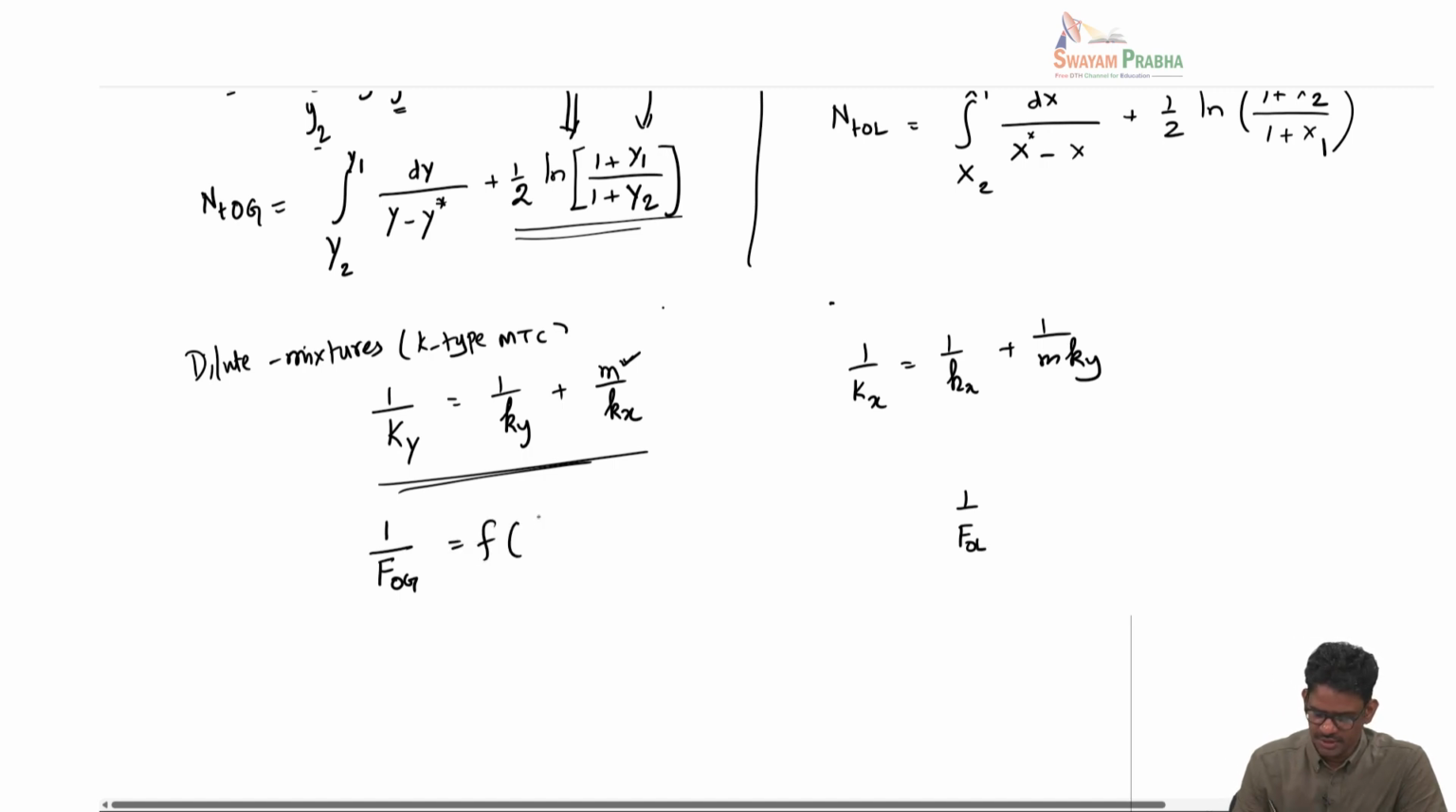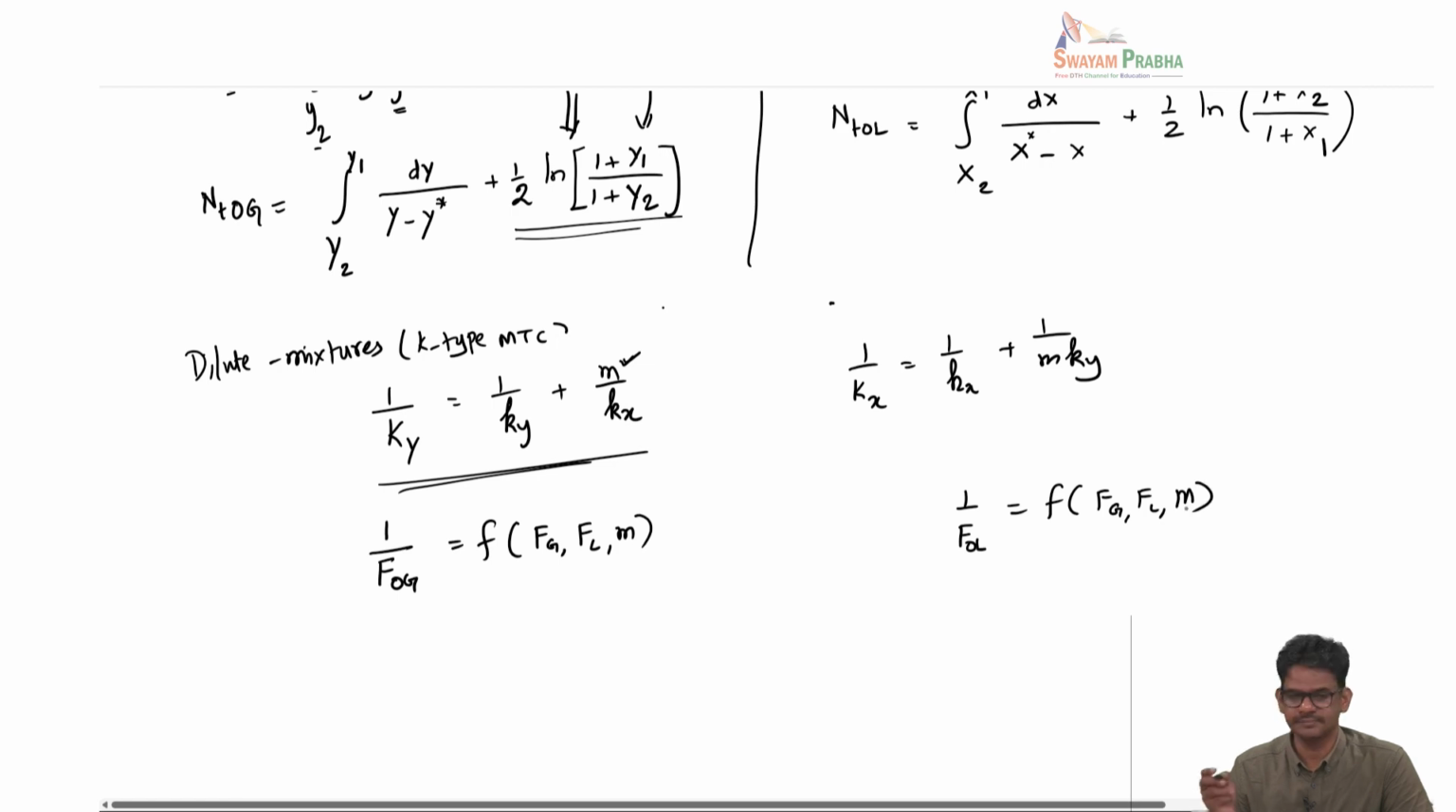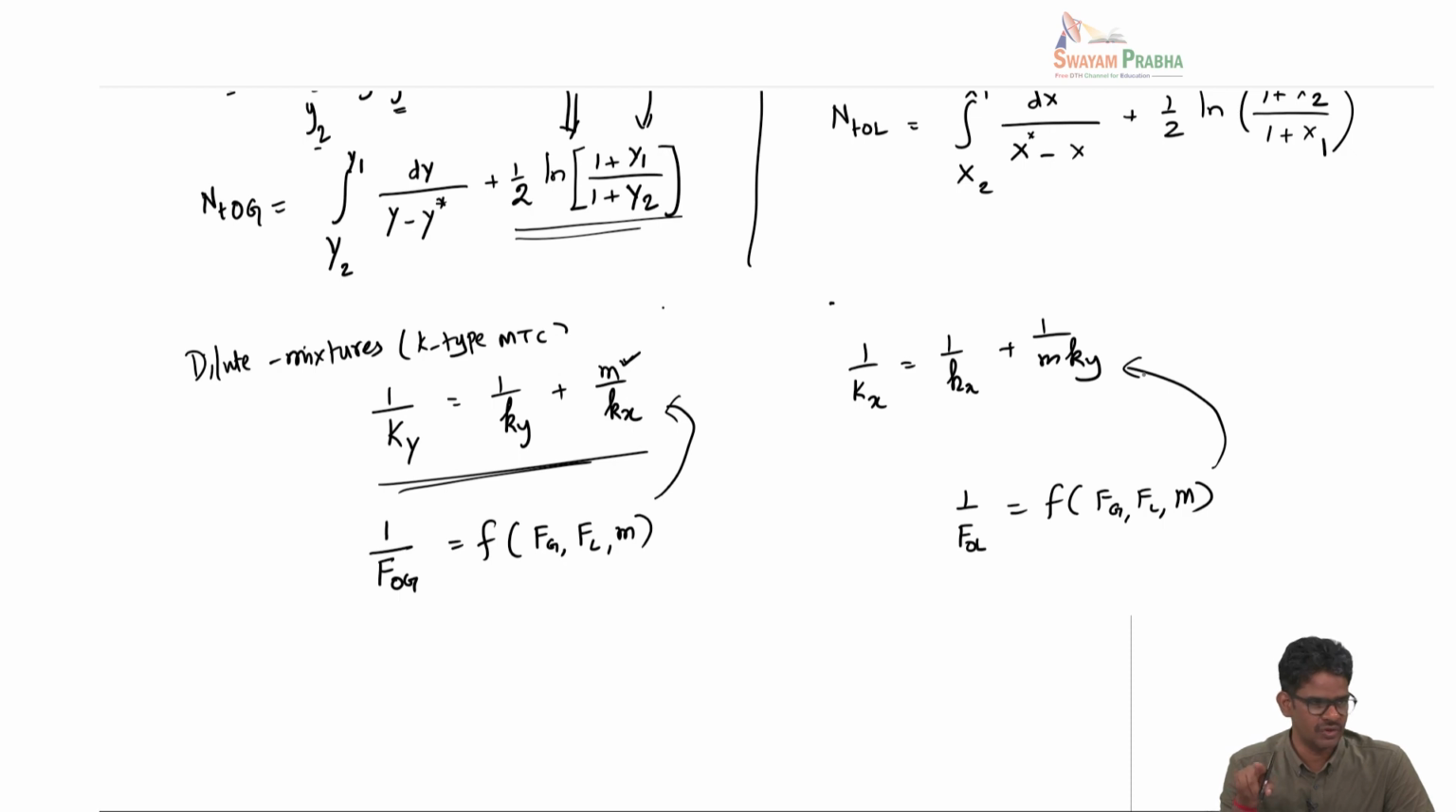So what would this be? This should be written in terms of a function of Fg, Fl and M. Similarly, this should be written as a function of Fg, Fl and M. We may be tempted to write an equation like this, that 1 by FOG is equal to 1 by Fg plus M by Fl, but that is not correct.